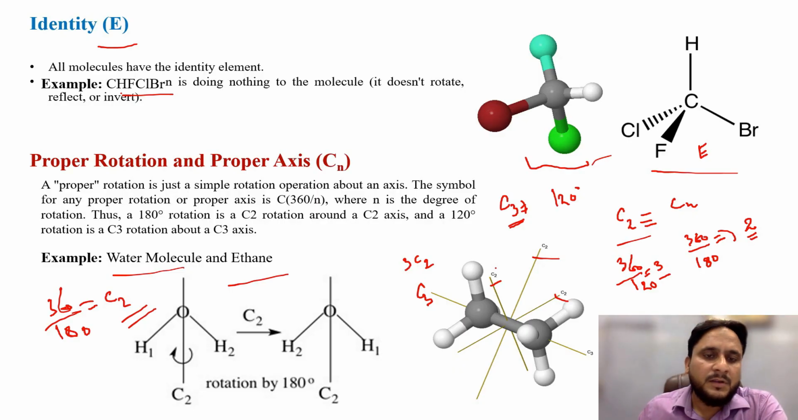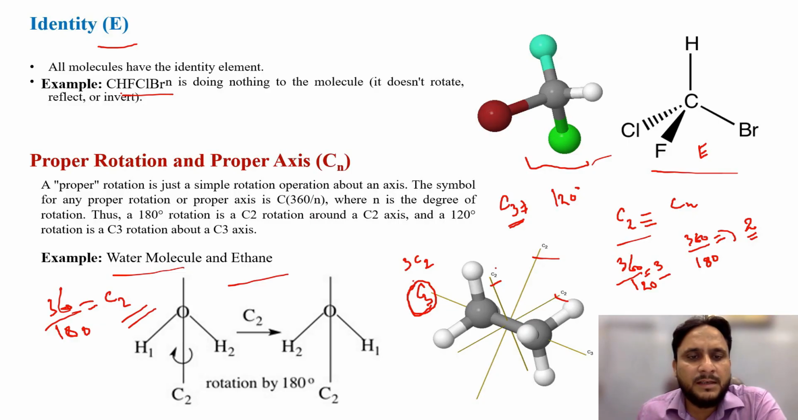Since there are two types of axes, we call one of them the principal axis and the other the secondary axis. The main axis is the one where the value of n is highest; that axis is called the principal axis. So the C3 axis is the principal axis, while the C2 axes are the secondary axes. This is the main axis in the case of the ethane molecule.